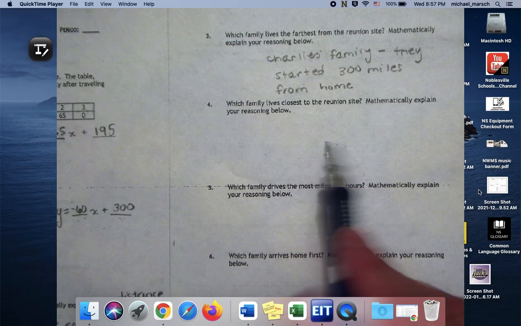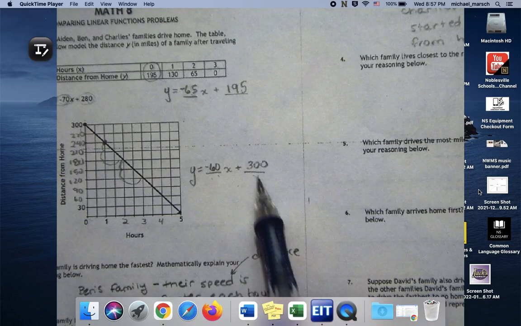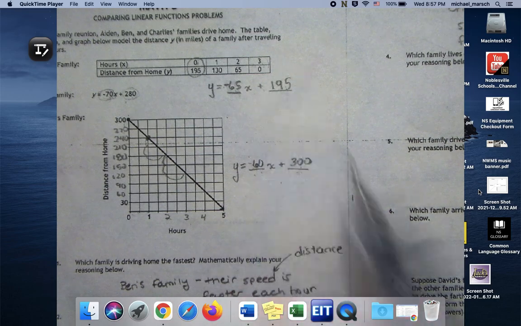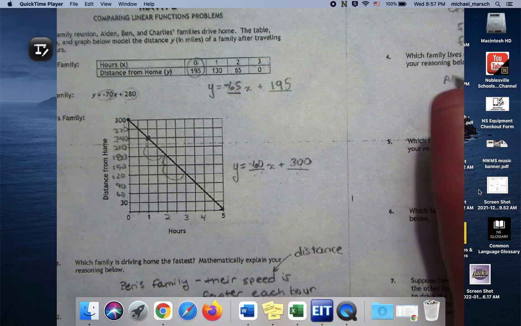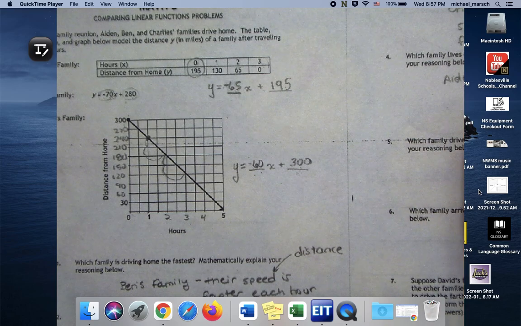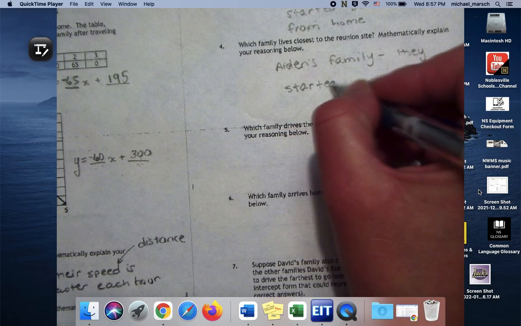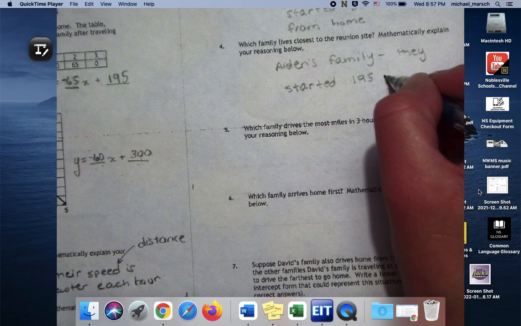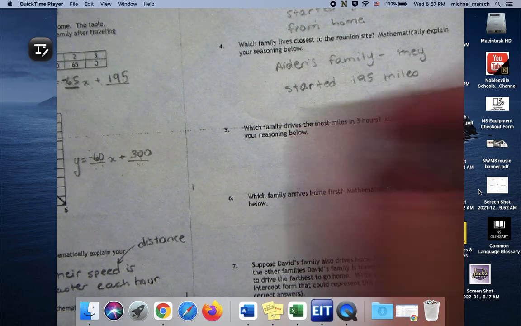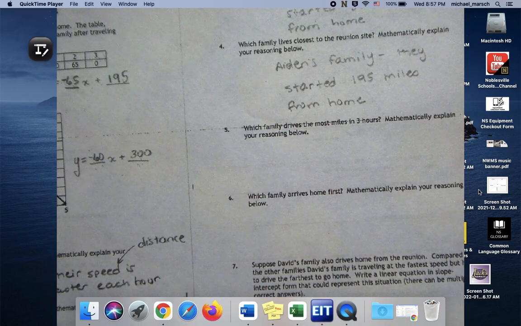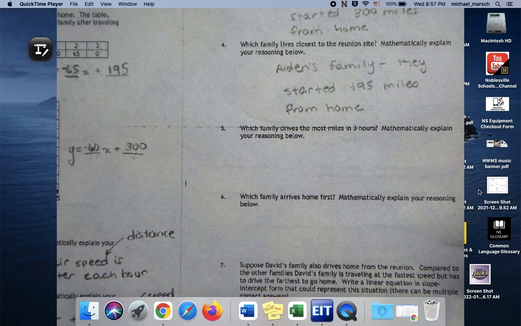Which family lives closest to the reunion site? So which family had the least distance to travel to get home? Well, that's going to be Aiden's family. They started 195 miles from home. Right? So they had the least distance to travel.